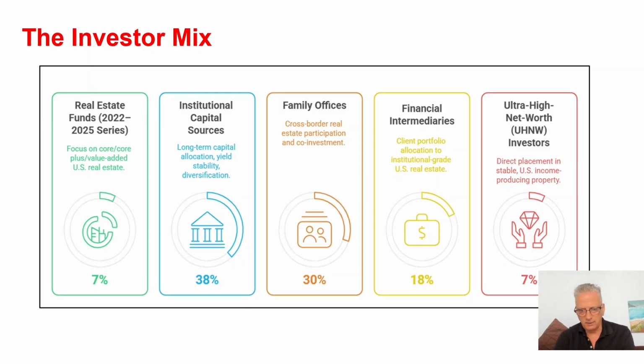And then fourth is financial intermediaries. That's 18% of the database. The client portfolio allocation to institutional grade U.S. real estate. So we didn't have the sectors that they look at, but we made sure that they are U.S. based because it makes it a lot easier for us to sell the opportunity.